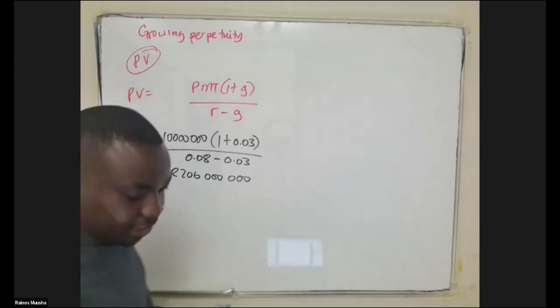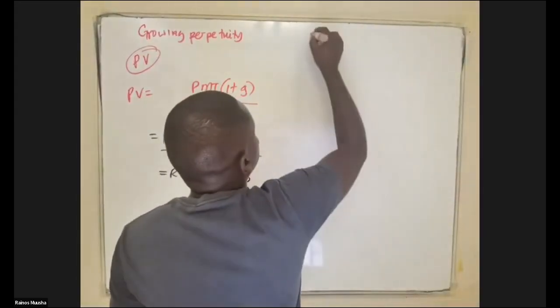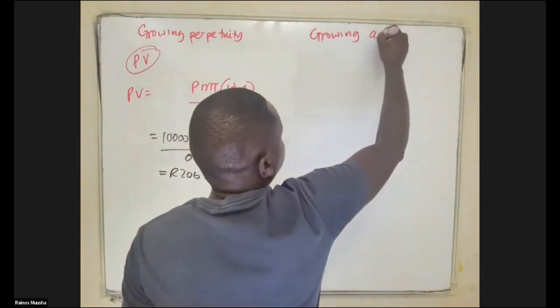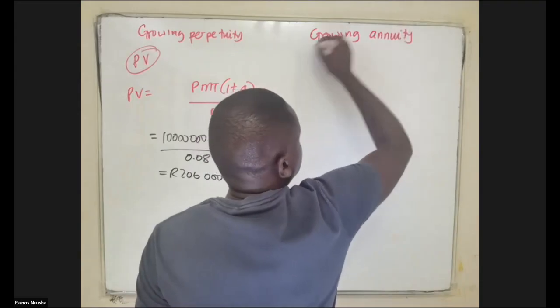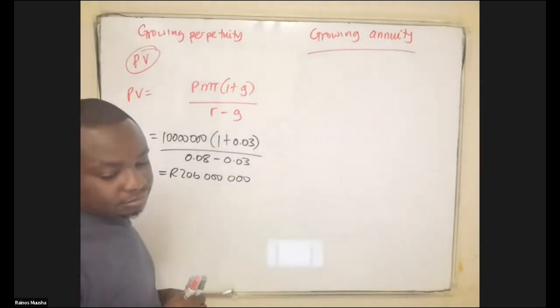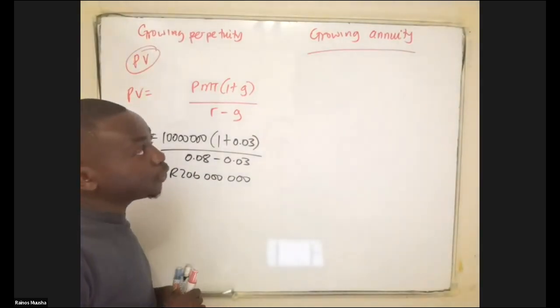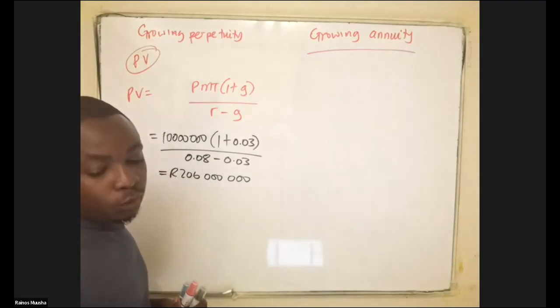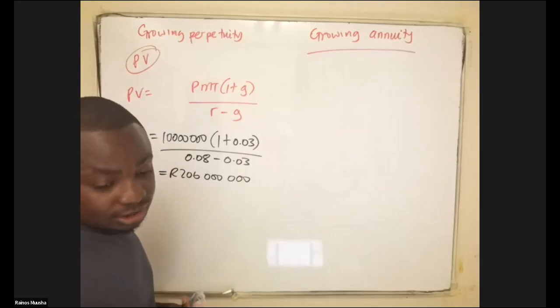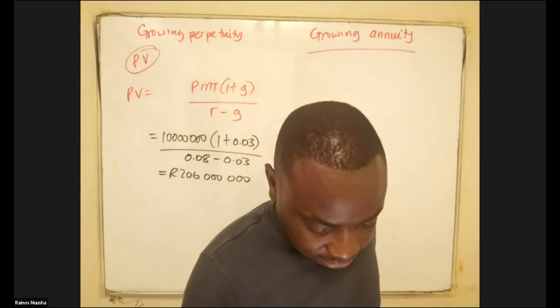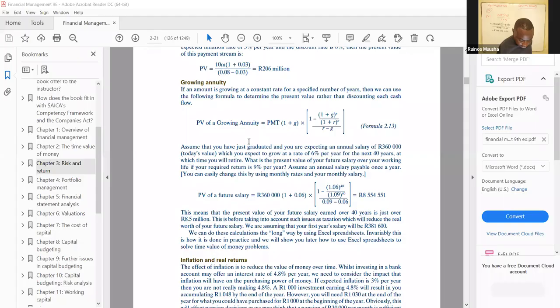Then you can also be asked to find the value of a growing annuity. In this case, the annuities are going to be up to a certain period of time. So we need to find out exactly how you find the value of the growing annuity. And they give us an example here, if you check in the textbook. Can you quickly read this paragraph and we go through it together?